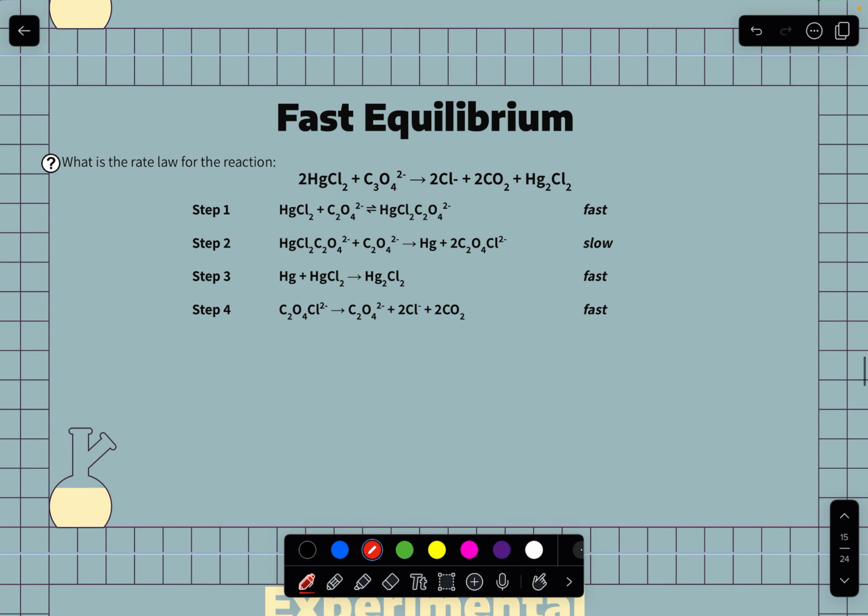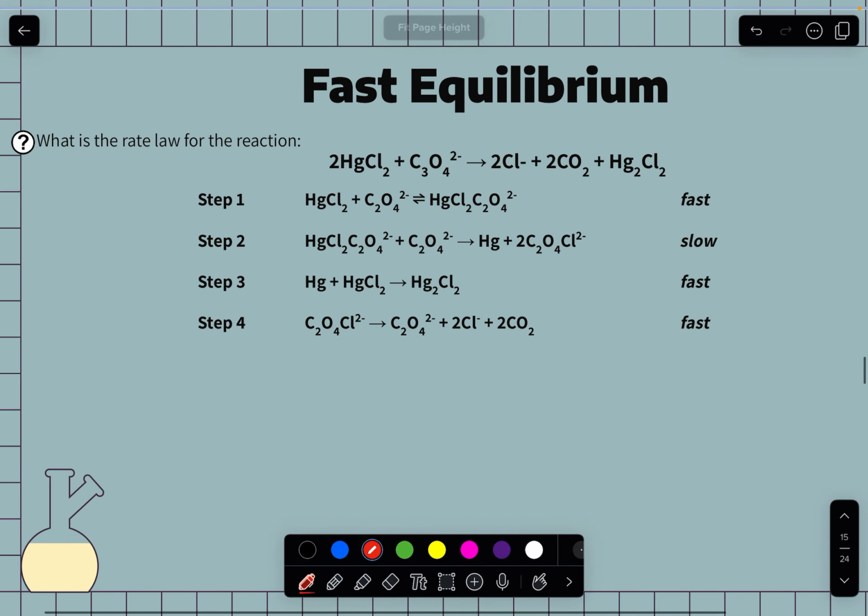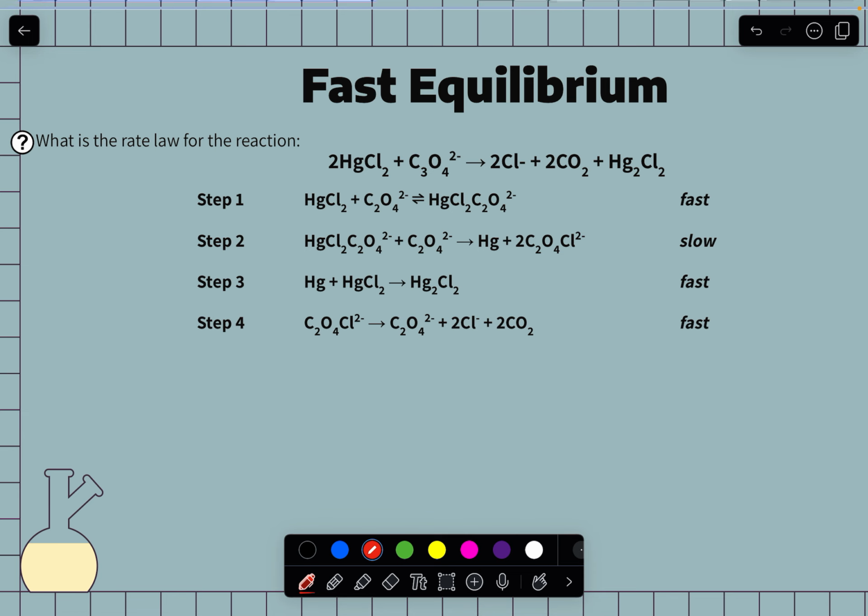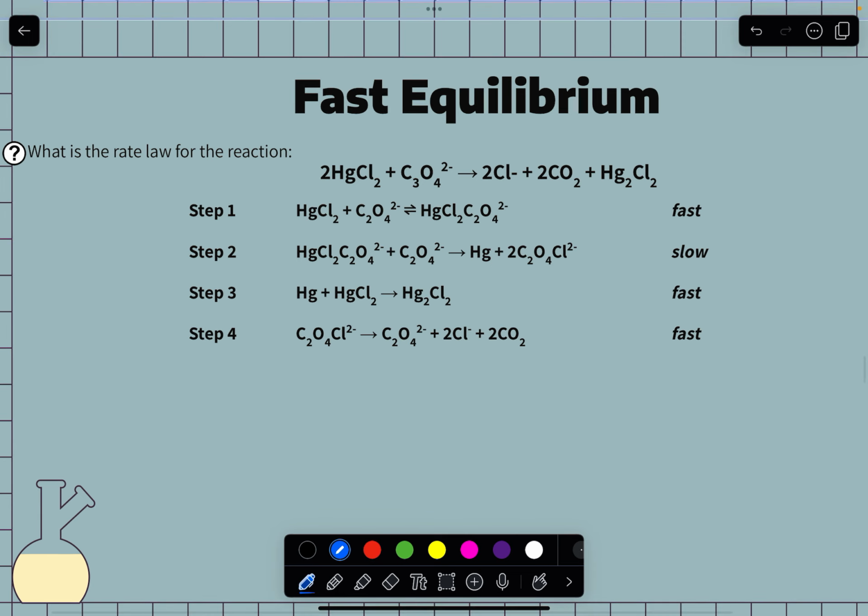Okay, so if we have this here, there's a lot of steps. But remember, our first step said we care about our fast equilibrium. So we have fast with that equilibrium arrow, and our slow step. Steps 3 and 4 are fast steps, but they don't have the equilibrium. So really, we don't need those for this question. If you want to erase those, you can, or cross them out. We only care about steps 1 and 2 here.